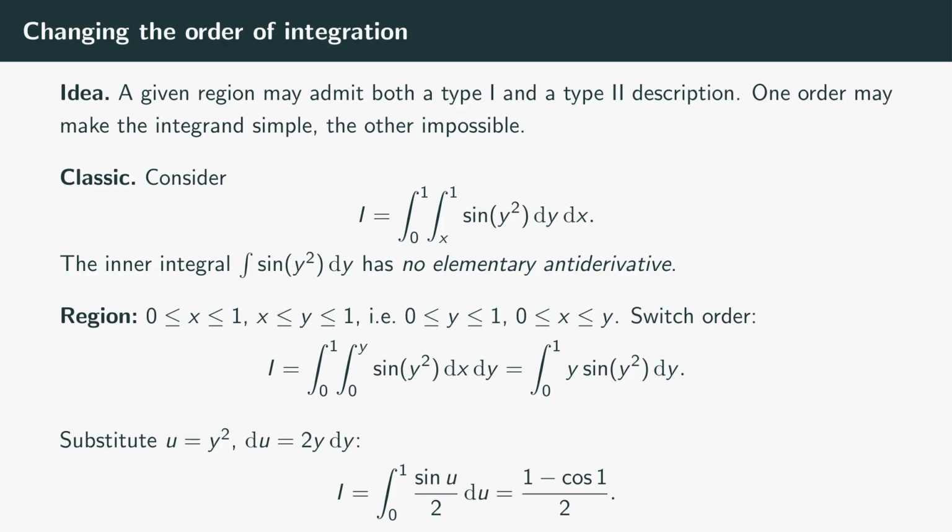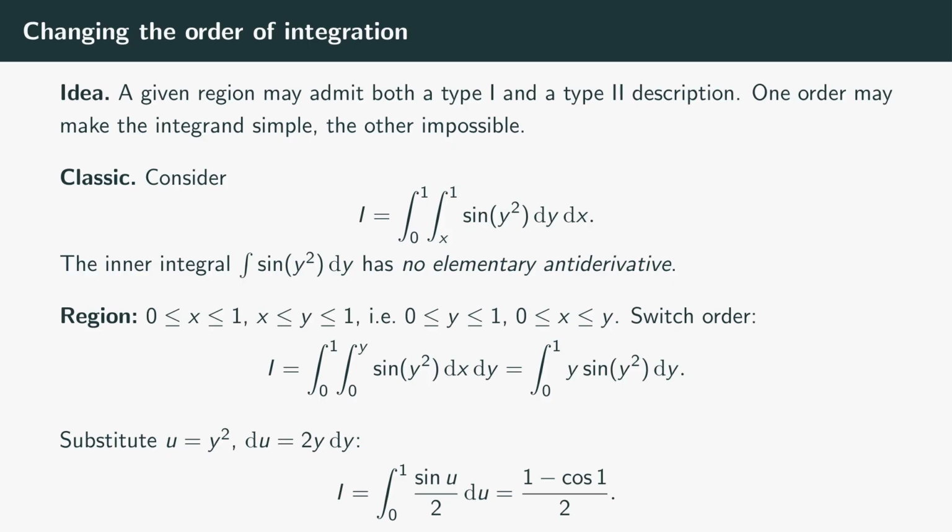But look at the region. X runs from 0 to 1, and for each x, y runs from x to 1. That's the triangle above the line y equals x in the unit square. Rewrite the region as type 2: y runs from 0 to 1, and for each y, x runs from 0 to y. The iterated integral becomes the integral from 0 to 1 of the integral from 0 to y of sine of y squared dx dy.